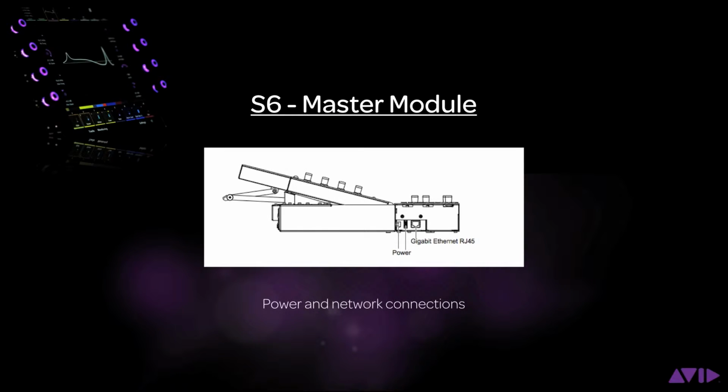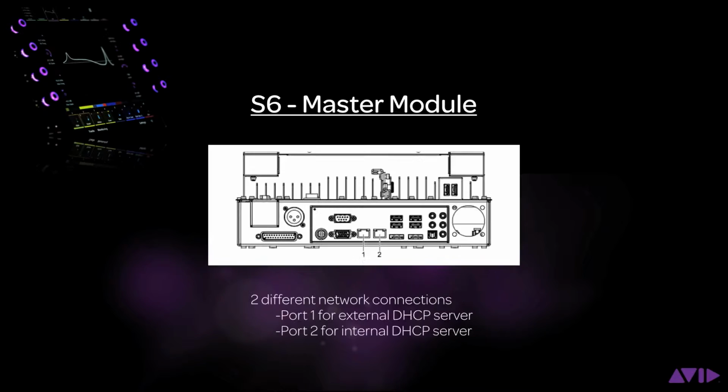The master module has two power and two network connections. The two power connections and one of the network connections are located underneath the module. The second network connection is connected to the rear panel of the master module. There are two ports to choose from. Port 1 is used if you are using an external DHCP server, and port 2 is used if you want to use the master module to be the DHCP server.